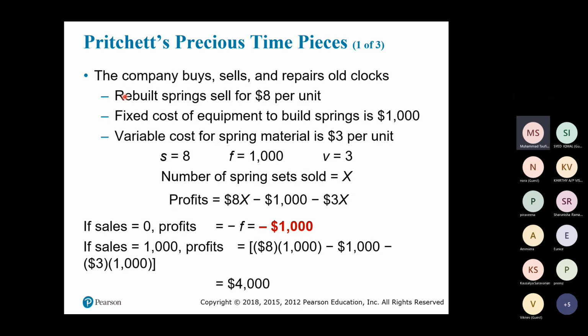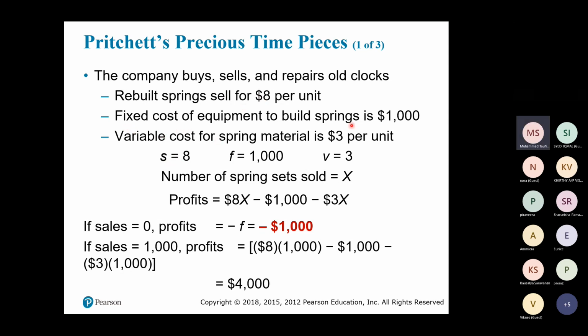Rebuilt springs sell for $8 per unit. The fixed cost of equipment to build springs is 1,000. The variable cost for spring material is $3 per unit. So this is how you want to solve for X. You want to get the value of X, right? So now these are the parameters. The selling price is $8, so S is 8.